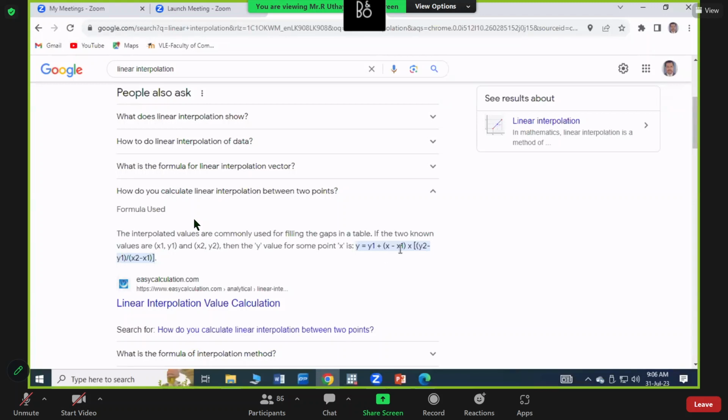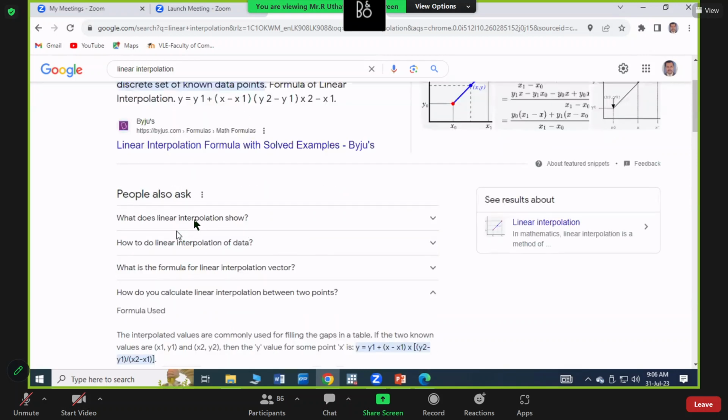y1 plus (x minus x1) into (y2 minus y1) divided by (x2 minus x1). This is the formula that you want to apply. So you learn this.